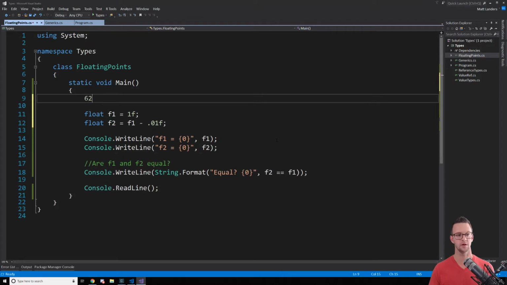We type 6.022 times 10 to the 23rd. So in C#, E23, that's the exponent. So we're doing times 10 to the 23rd here. That's how we do the scientific notation. So this allows us to express this really large number in a condensed way.